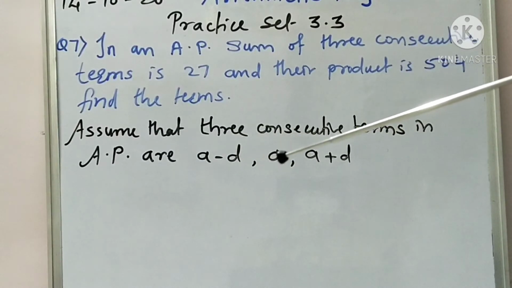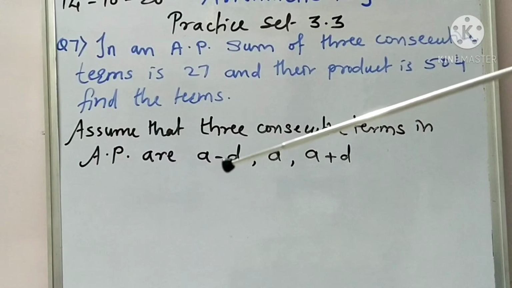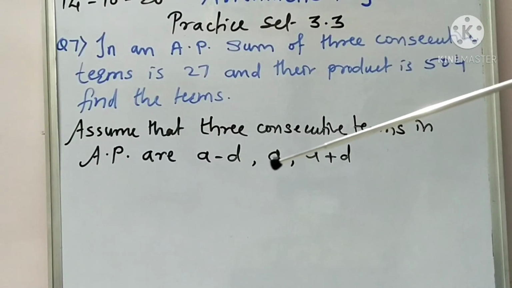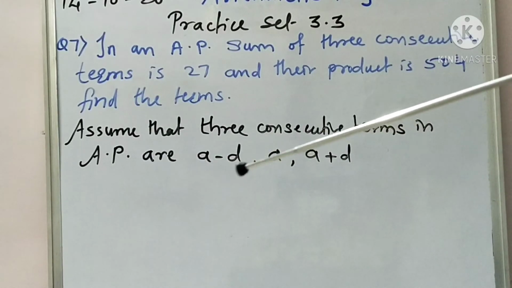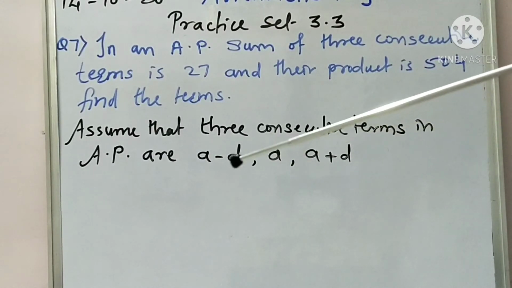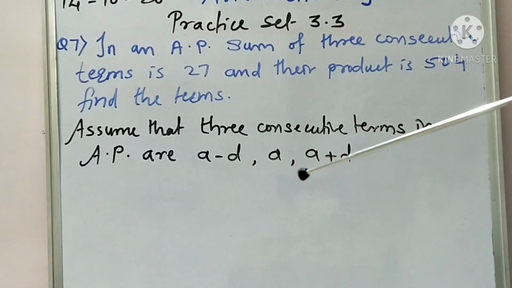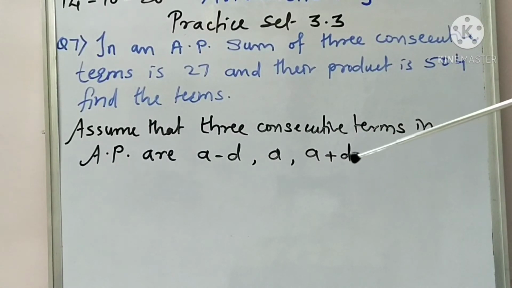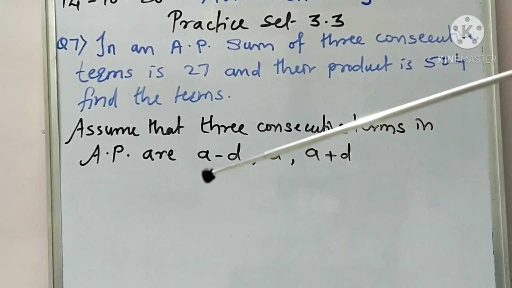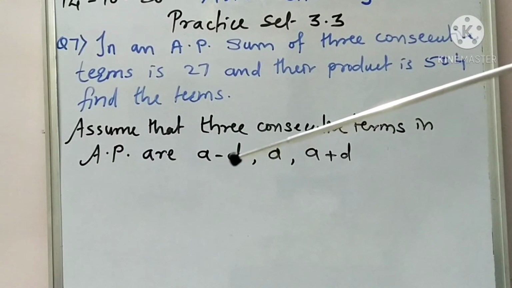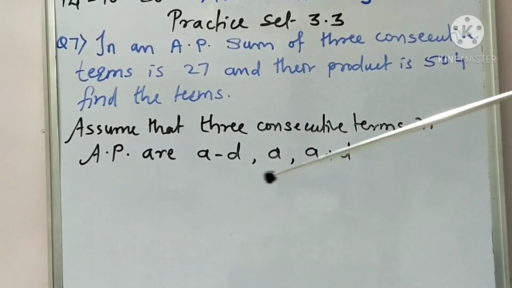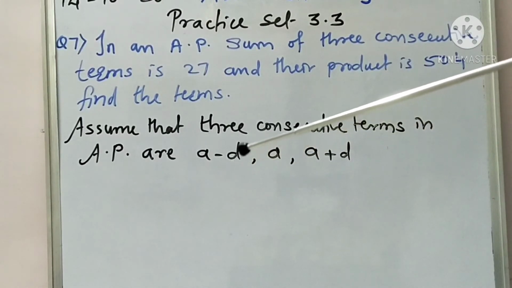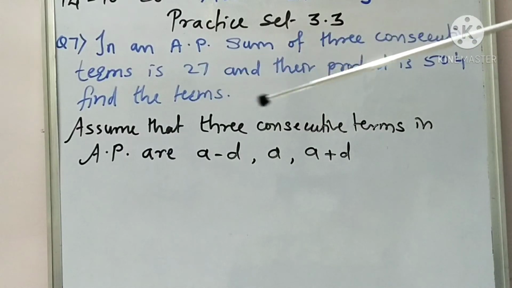And similarly, for the previous term we subtract the value of d from a, meaning a minus d is the previous consecutive term of a. This is how we consider these three consecutive terms. To find the three terms, we find the values of a and d using the given conditions.